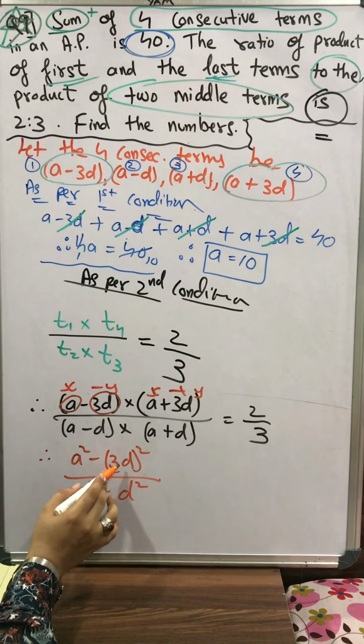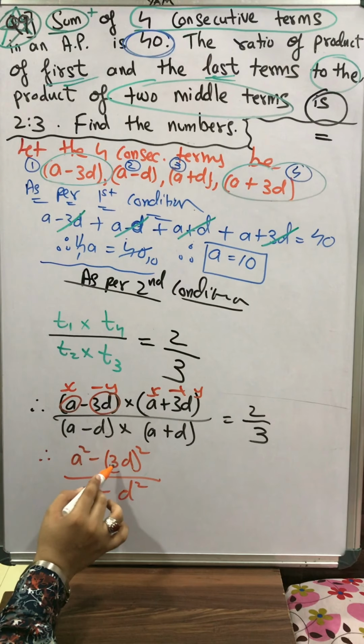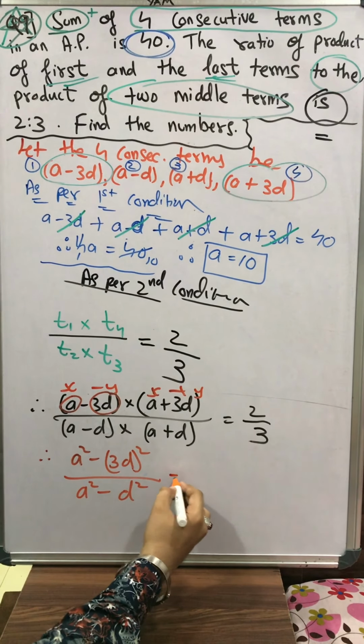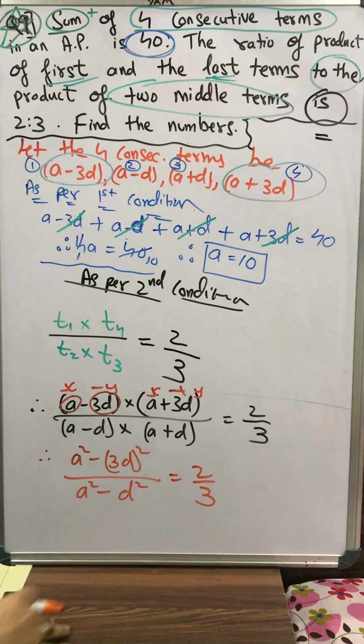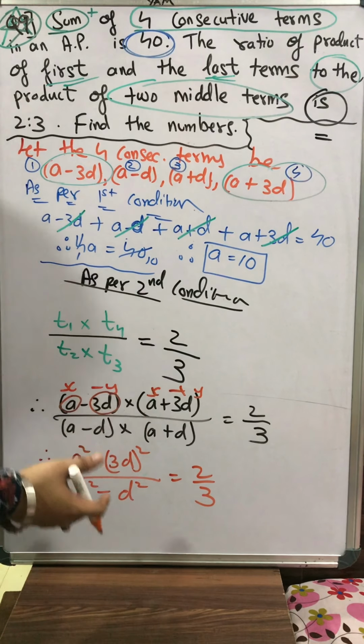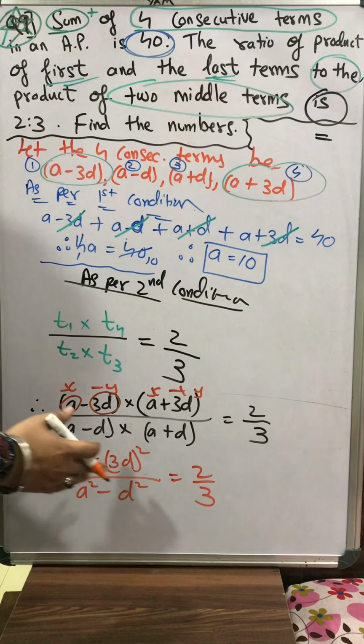I just put a bracket on this term because it will be a square of the whole term. So it will be 9d square after I open the bracket is equal to 2 upon 3. That's it, students. Now what I'll do in the next bracket, I'll evaluate in the next step. Sorry, I don't have place right now. So please do up till here.